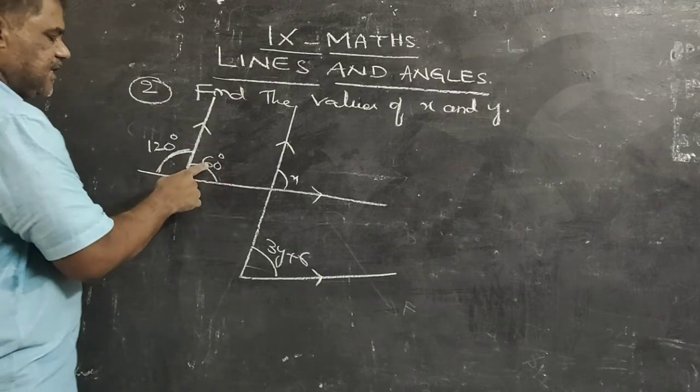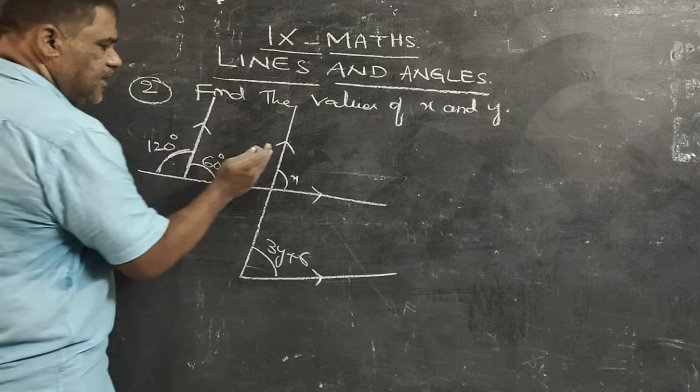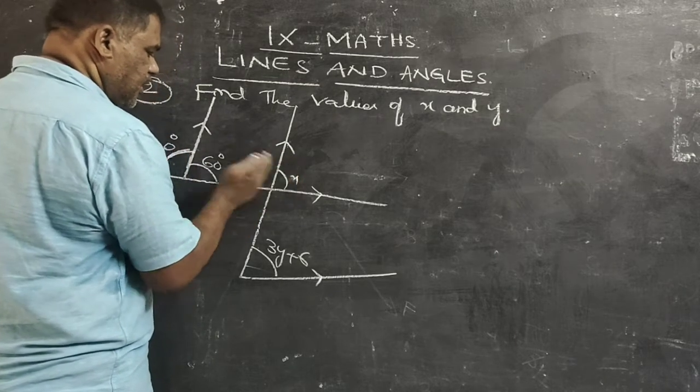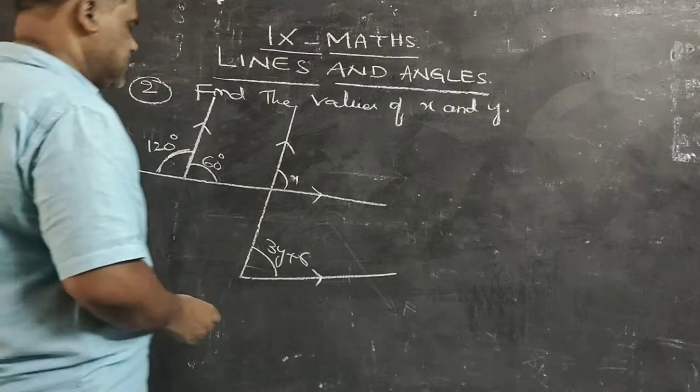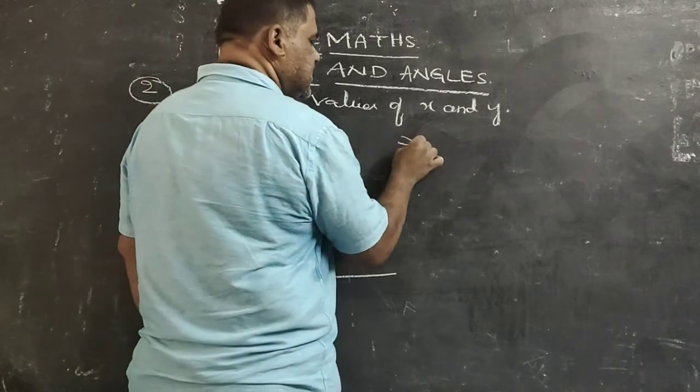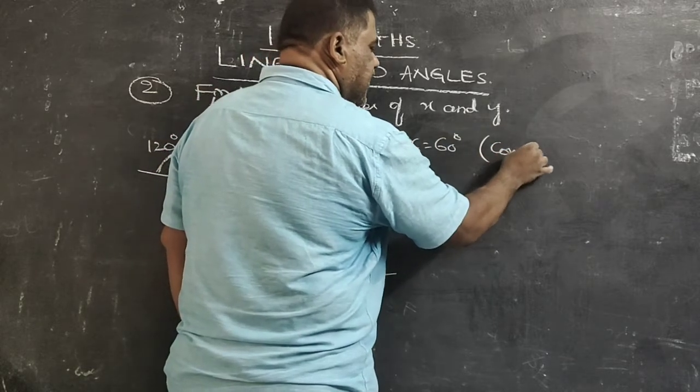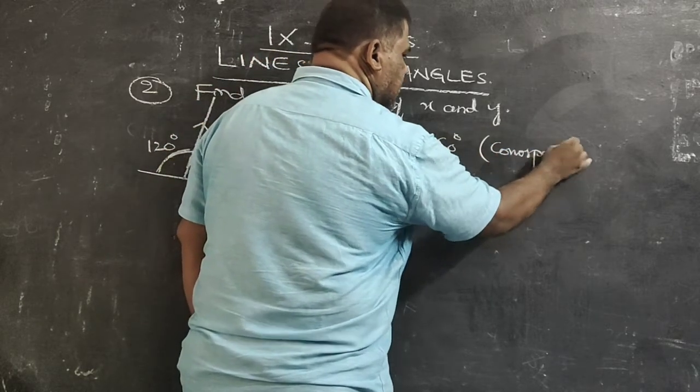If this is 60, this is the angle right side of the line. So here also angle on the right side of the line, that should be 60 only, because they are called corresponding angles. So x is equal to 60 degrees. Corresponding angles are equal if the lines are parallel.